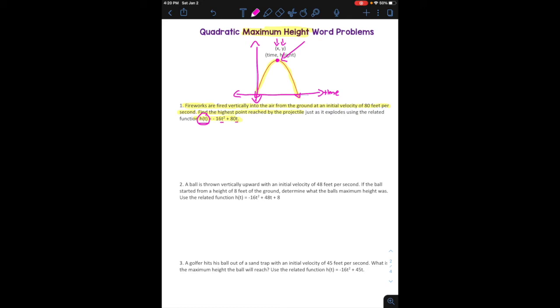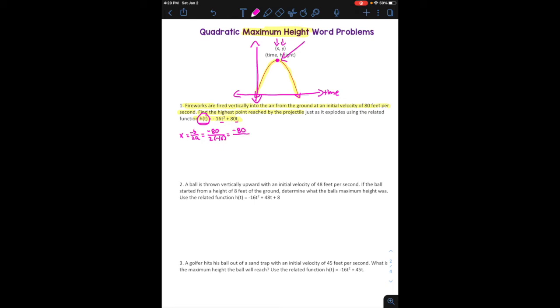How am I going to begin finding the vertex of this parabola or this parabolic path that these fireworks took? We're going to use the same exact skills that we learned when we were graphing. The first thing we would do is find the axis of symmetry. x equals negative b over 2a. In this case, the b value would be negative 80, and the a is negative 16.